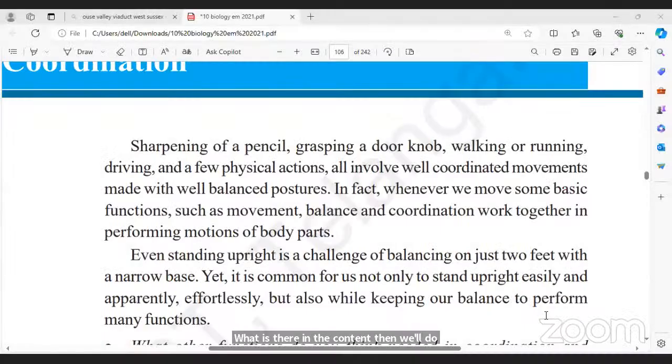Today we'll do coordination, children, the next chapter. Before going to that, I'll just explain the content first. We'll move to the content. What is there in the content, then we'll do some problems like the MCQs from that.